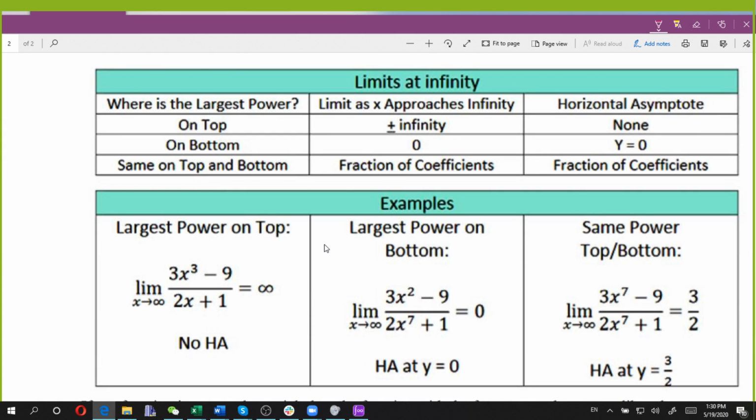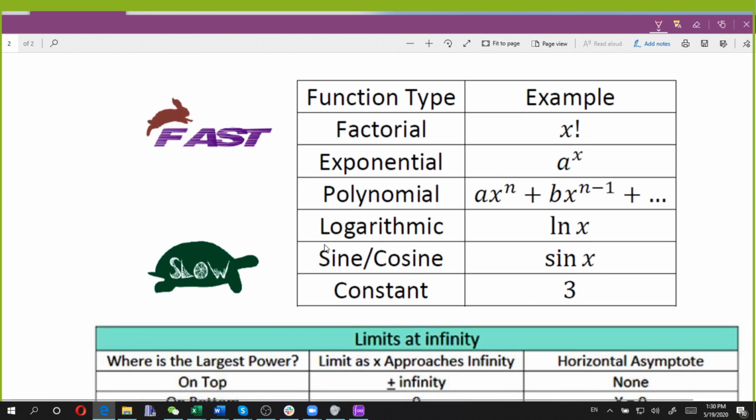So if we're approaching infinity and you have polynomials for your fraction, then if your largest power is on top, you'll approach positive or negative infinity depending on the sign. If your largest power is on bottom, we'll approach 0. And if your powers are the same, you'll approach the fraction of the coefficients. So that's the fraction of the numbers that are in front. In this case, 3 over 2. If you don't have a polynomial, then we can follow these rules to see which side grows the fastest.